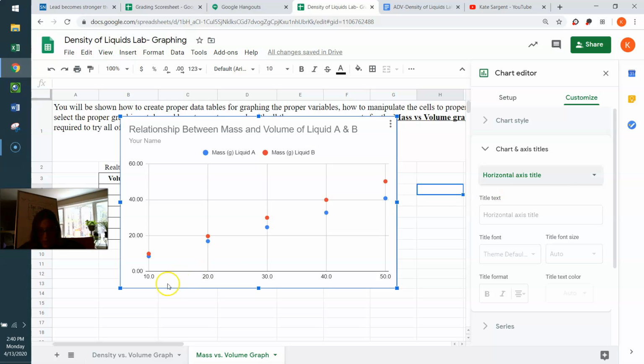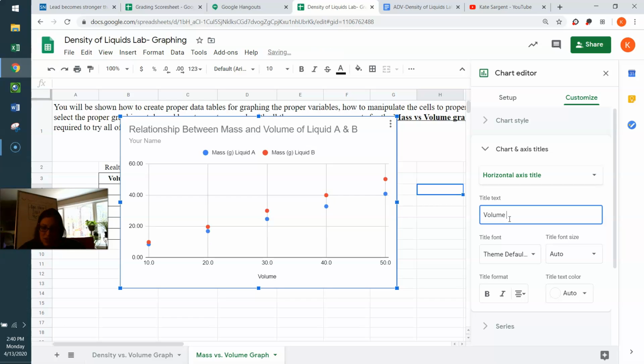Now remember, our horizontal axis should be our independent variable. This is the variable we intentionally changed during the lab, and so in this case this is our volume. And I also want the unit it was measured in, so parenthesis, mL, and parenthesis. So there's my volume right there.